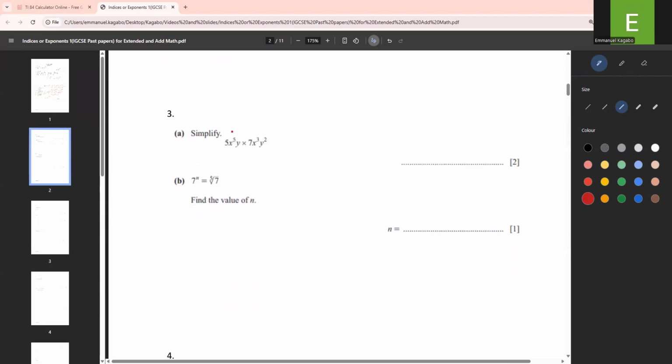Good. Next question. Now, what about this one? When you're multiplying, you just multiply the numbers. So this gives me 35.